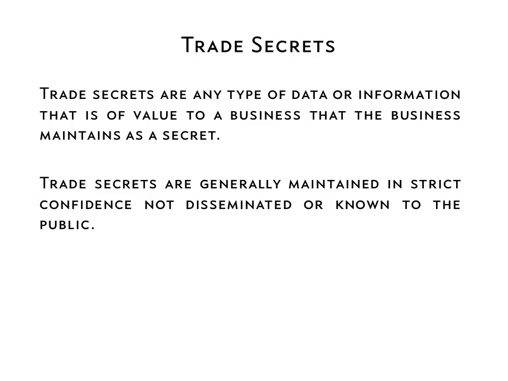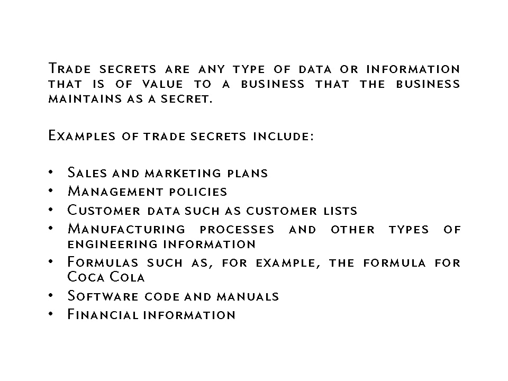Trade secrets. Trade secrets are any type of data or information that is of value to a business that the business maintains as secrets. Trade secrets are generally maintained in strict confidence, not disseminated or known to the public. Examples of trade secrets include sales and marketing plans, management policies, customer data such as customer lists, manufacturing processes and other types of engineering information, formulas such as, for example, the formula for Coca-Cola.